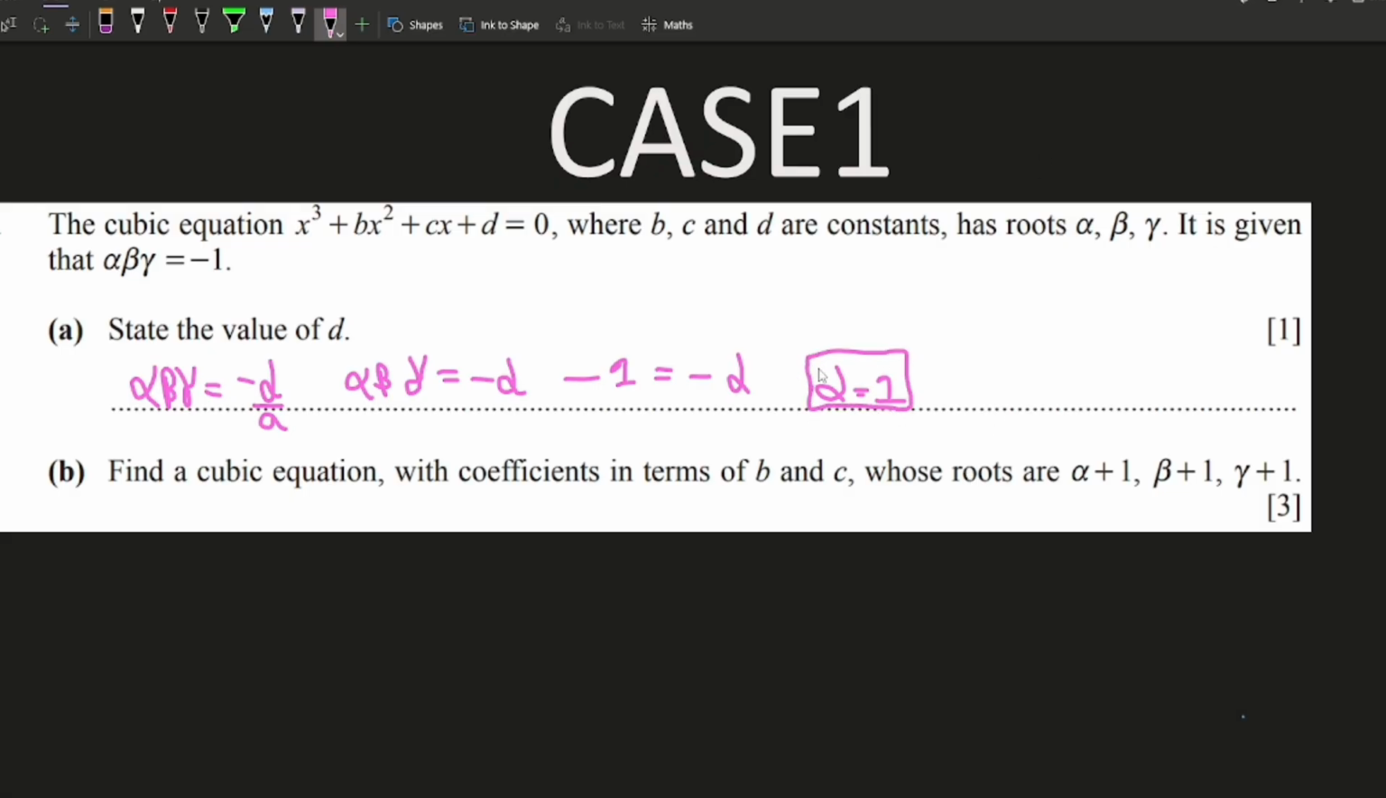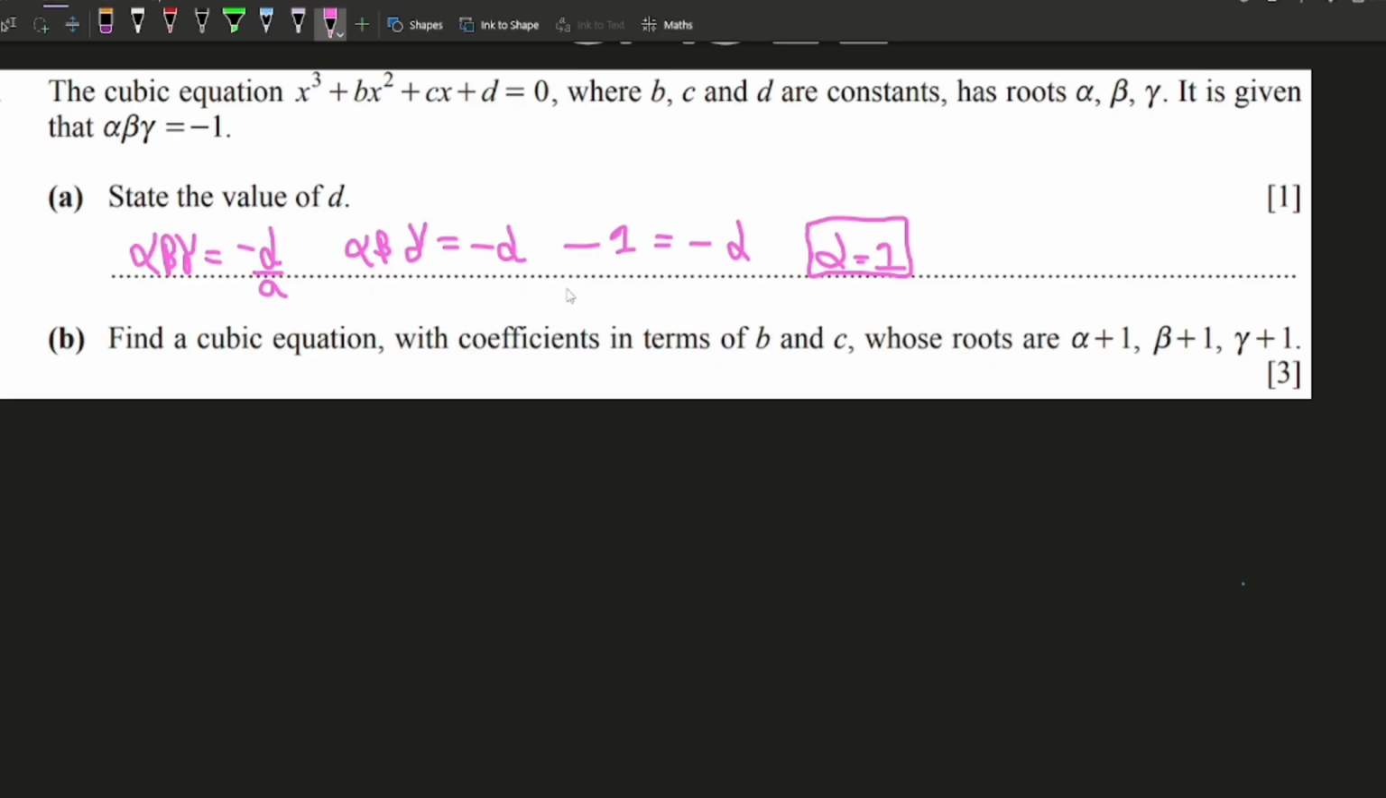Now, this is something we are learning. The second part asks us to find a cubic equation with coefficients in terms of b and c whose roots are alpha plus 1, beta plus 1, gamma plus 1. Now, the question is basically asking us to write an equation whose roots are these. So how will we do that?